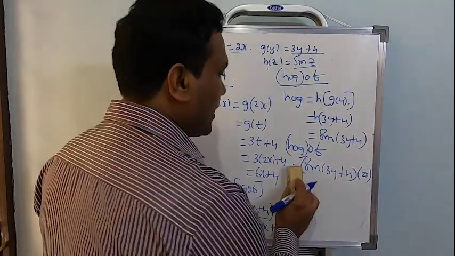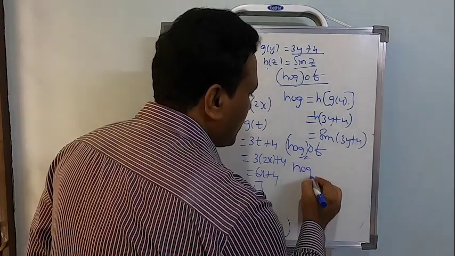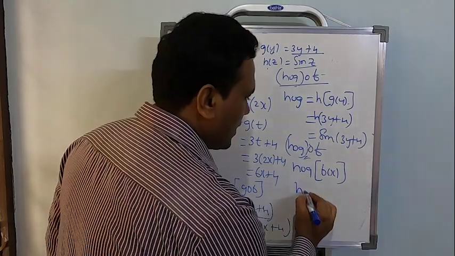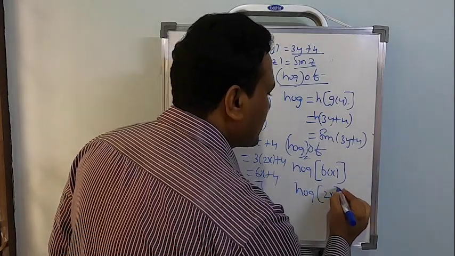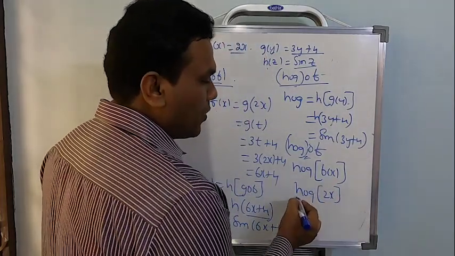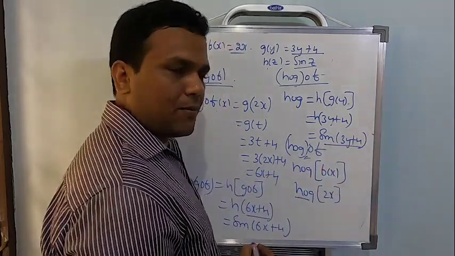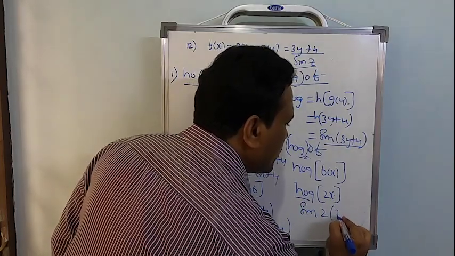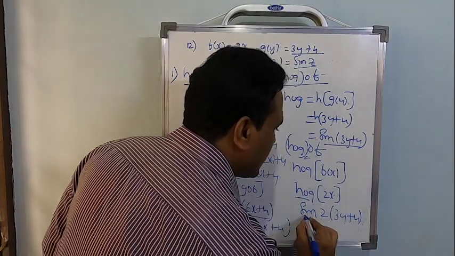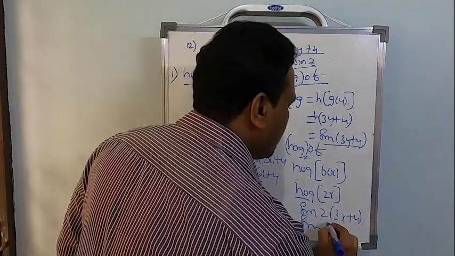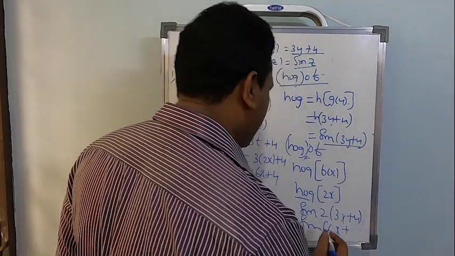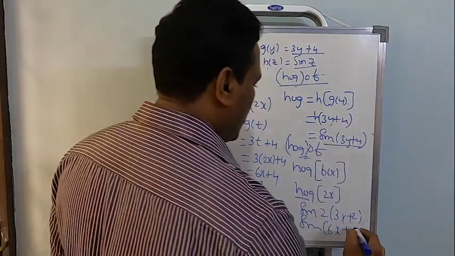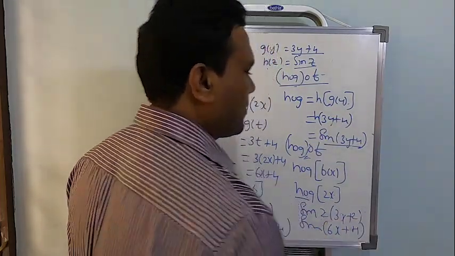Now if you are getting confused how to write it, actually it is h of g of f of x. Correct? Right. So h of g, what is f of x? f of x is 2x. Now h of g is sin of 3y plus 4. So h of g of f should be sin of 2 into 3x plus 4, and that is nothing but sin of 6x plus 4.